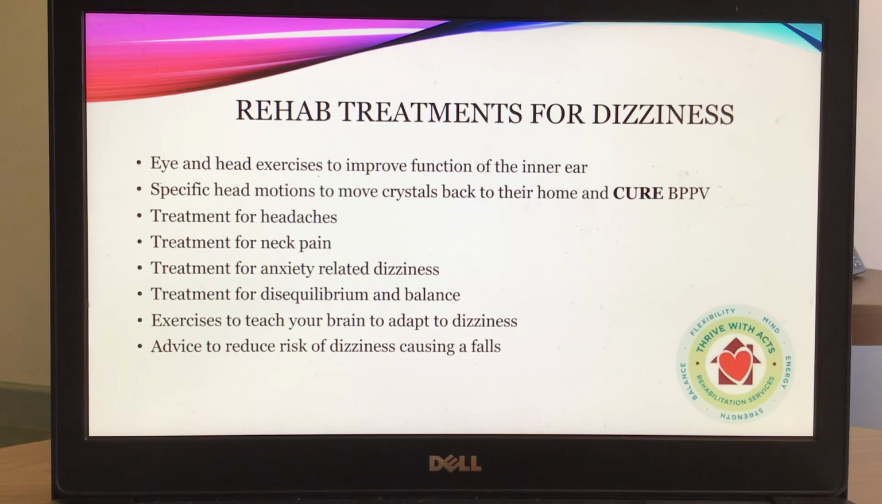What does rehab do for dizziness, vertigo, and disequilibrium? Depending on the cause, there are many effective treatments, such as eye and head exercises to improve function of the inner ear, specific head motions to move crystals back to their home and cure BPPV, treatment for headaches and neck pain, treatment for anxiety-related dizziness, treatment for disequilibrium and imbalance, exercises to teach your brain to adapt to dizziness, and advice to reduce risk of dizziness and causing more falls.